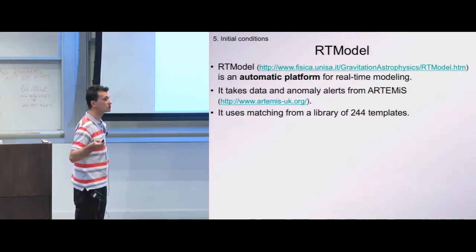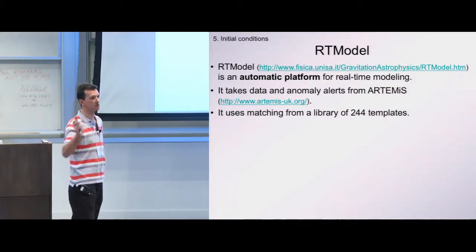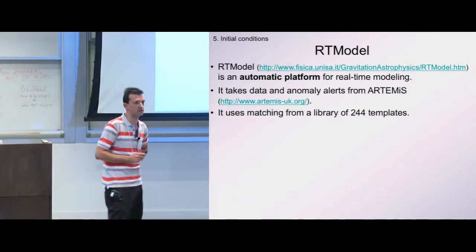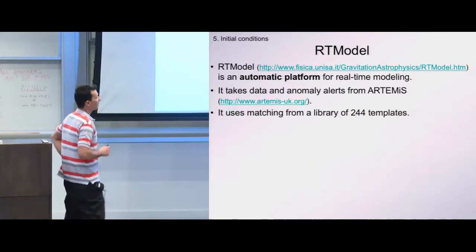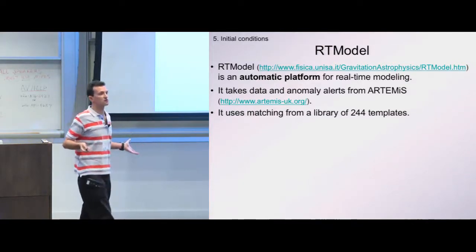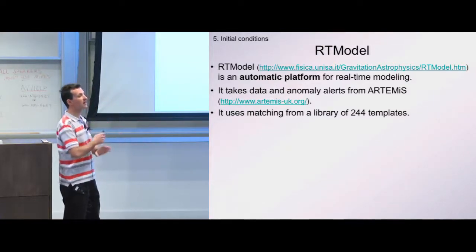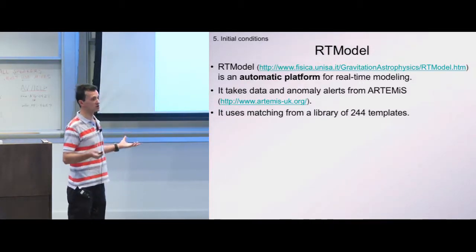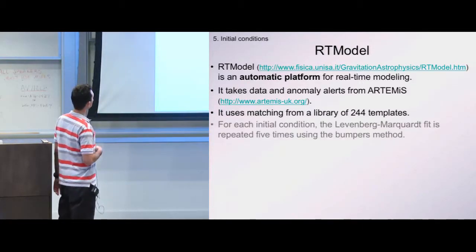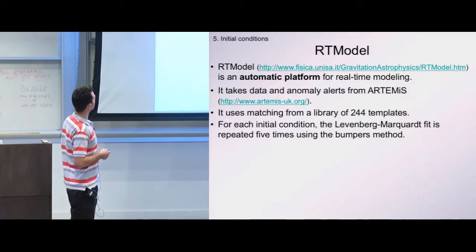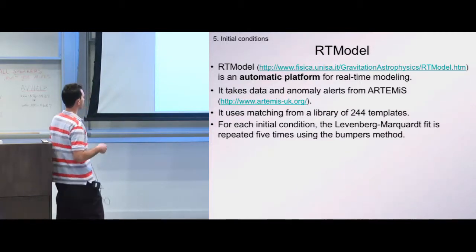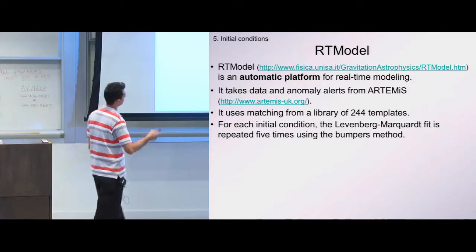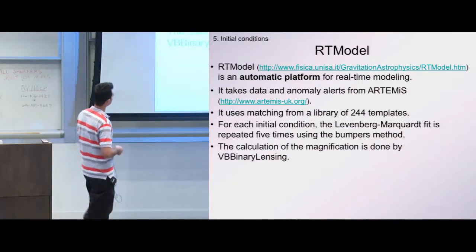After all, not a huge number, much less than any grid you can imagine in a 7-dimensional parameter space. It is a clever choice of templates, and all of them are inequivalent, which means that you don't have too much redundancy in your search. Then for each initial condition, the Levenberg-Marquardt fit is done, and it is repeated 5 times using the bumper method in order to enlarge the search.